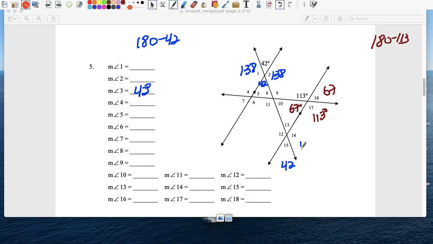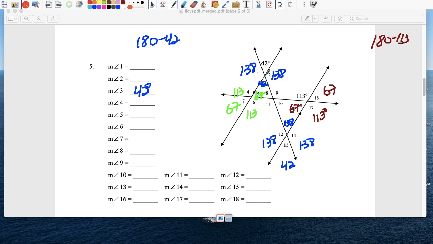42. This is 138. This is 138. This is 138. As a matter of fact, I can take this group here, the 113 and 67, and copy it over here. So I can say this is 67, this is 113, this is 113, and this is 67.